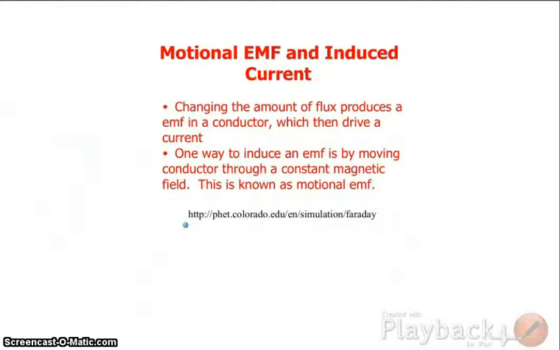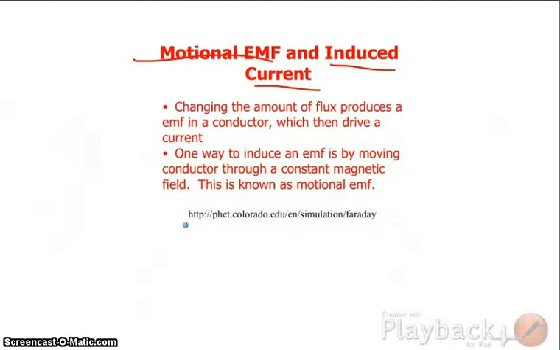Now when you change your flux, when you change your magnetic field, you induce a current or an EMF. Changing the amount of flux produces a current or an EMF. EMF is another word for voltage or potential difference, that kind of thing. So we produce an EMF, which is then pushing a current. So changing the flux produces an EMF, which produces a current.